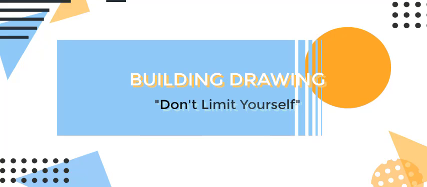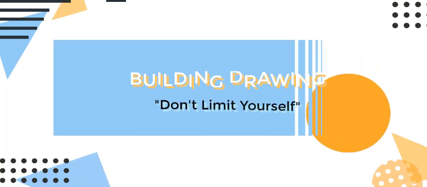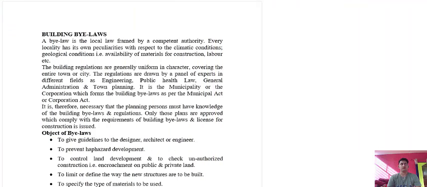So what are bylaws? These are certain guidelines that are made by the authorities for making buildings in residential areas, or any other buildings you want to make, that must follow certain bylaws. So these are the guidelines for making any building. You can say that. And the building bylaws is a local law framed by the competent authorities.